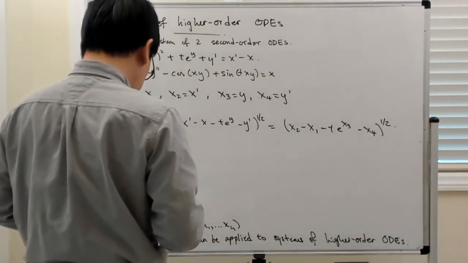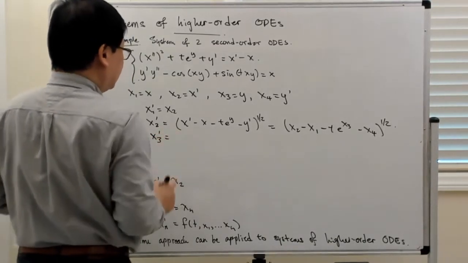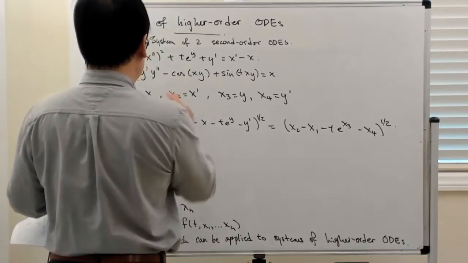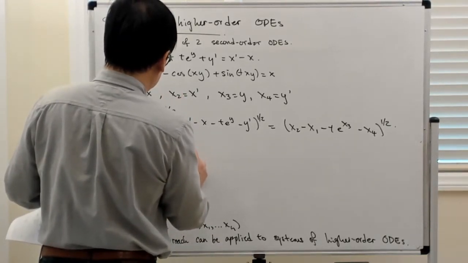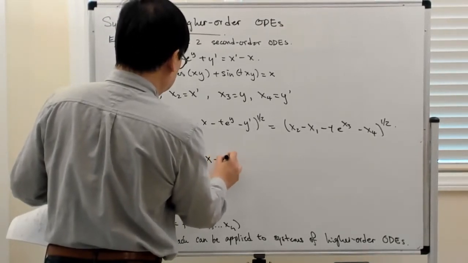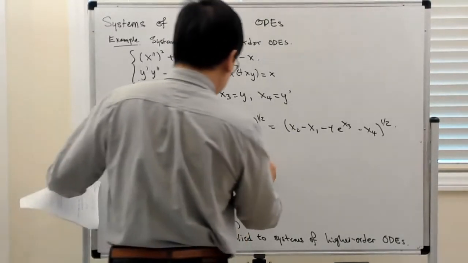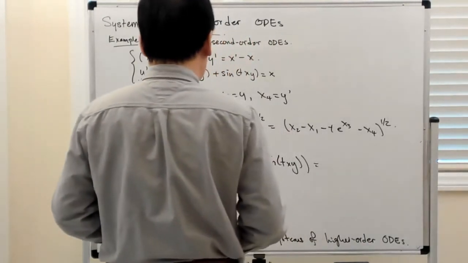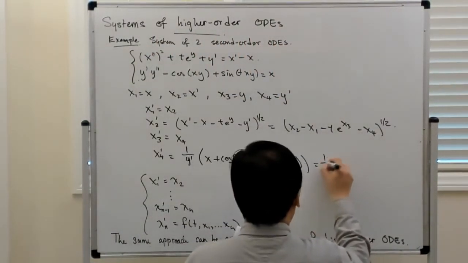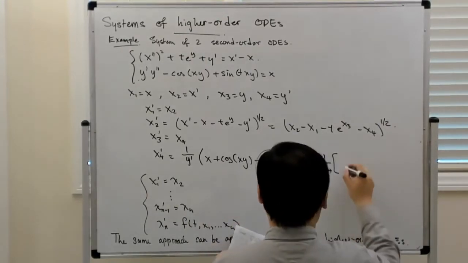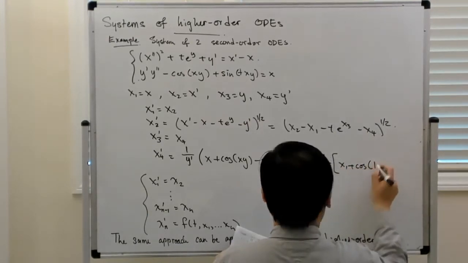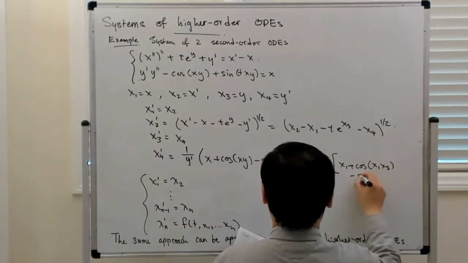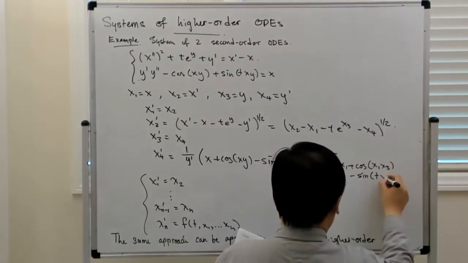Okay, that looks right. And then x3' is y', which is x4, and then x4', which is y'', is equal to 1 over y' times (x + cos(xy) - sin(txy)). Y' is x4, so 1 over x4 multiplied into x, which is x1, plus cos(xy), which is cos(x1 x3), minus sin(t x1 x3).